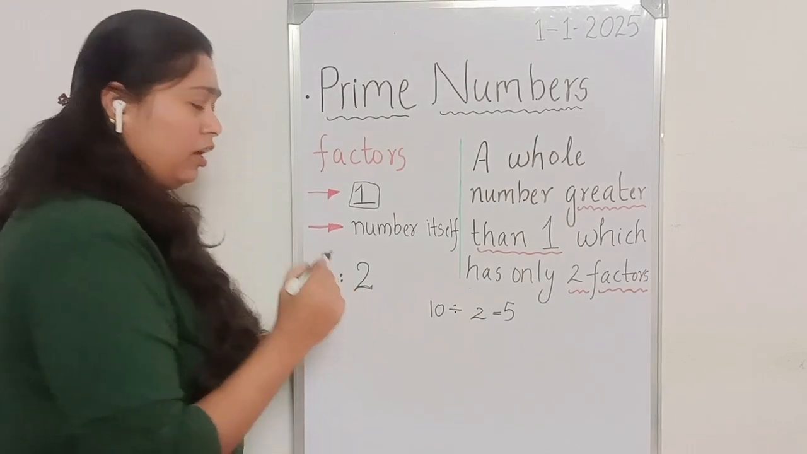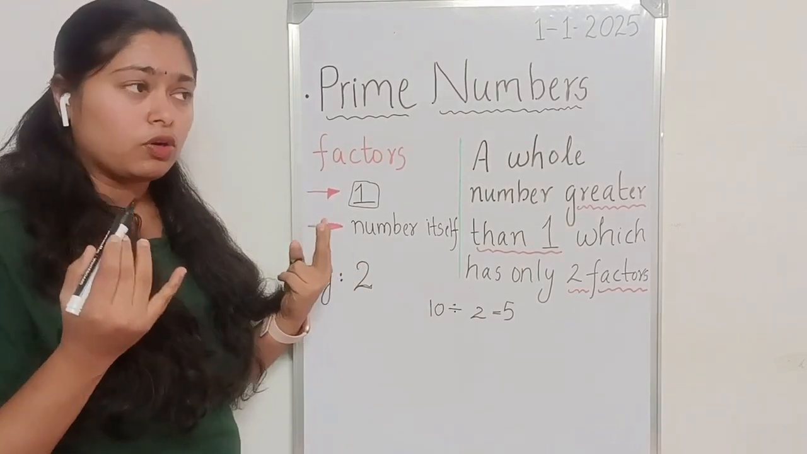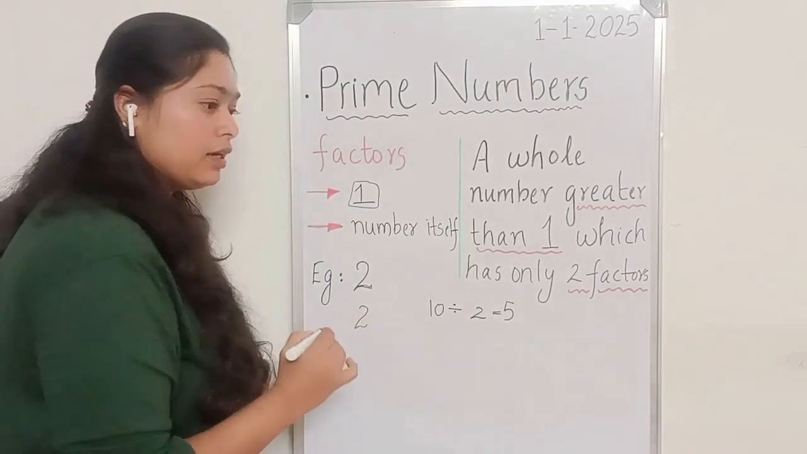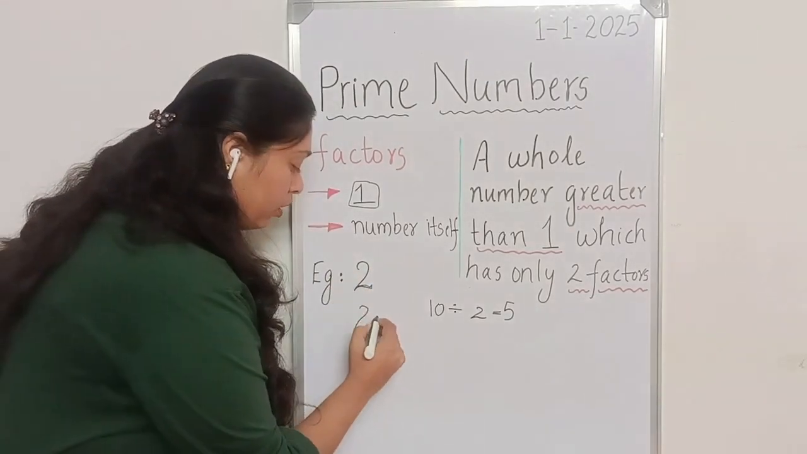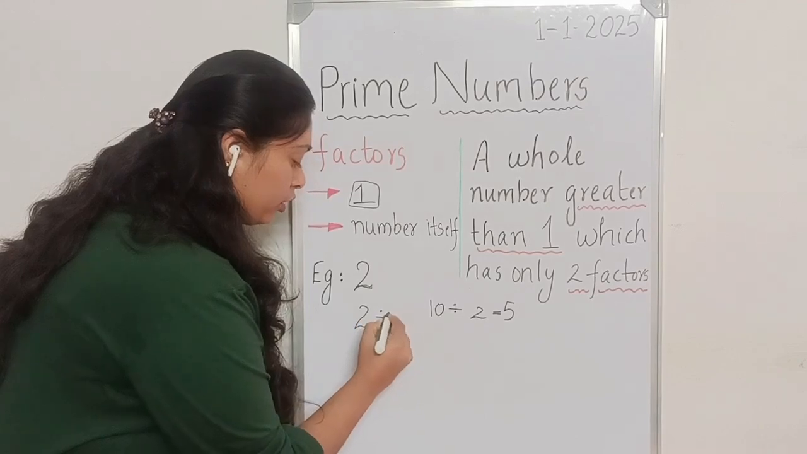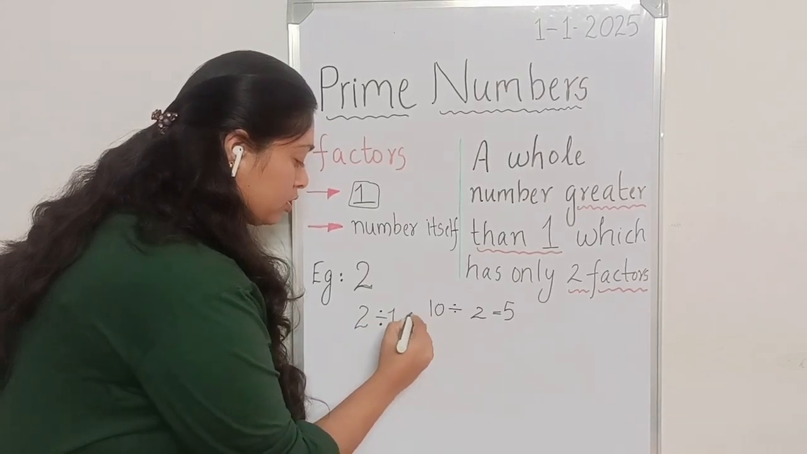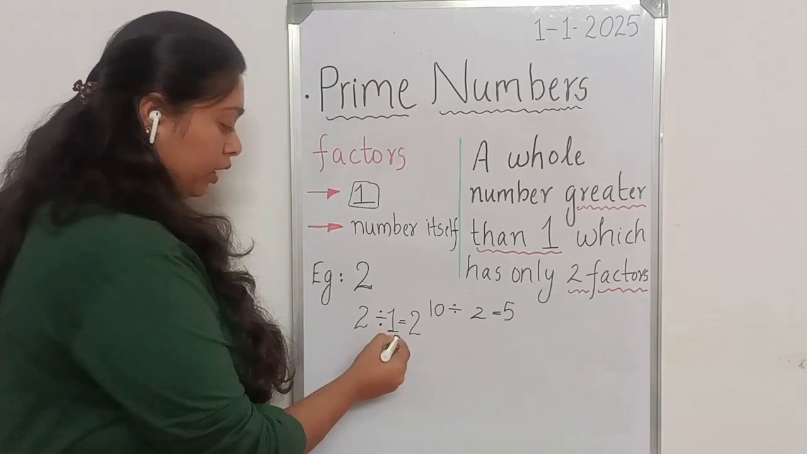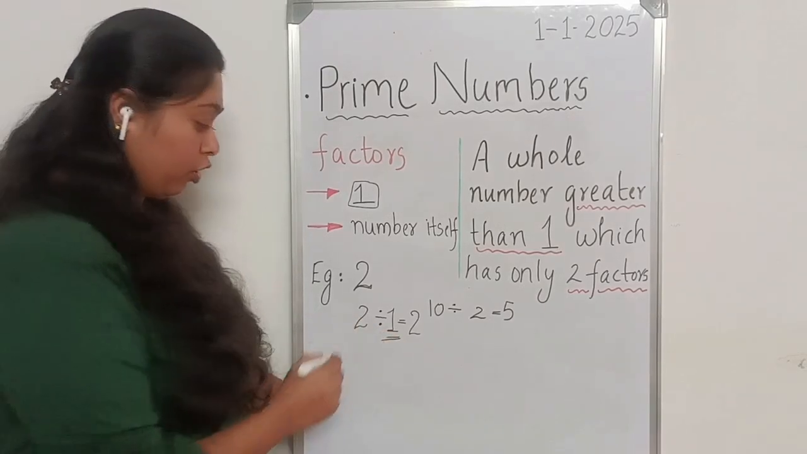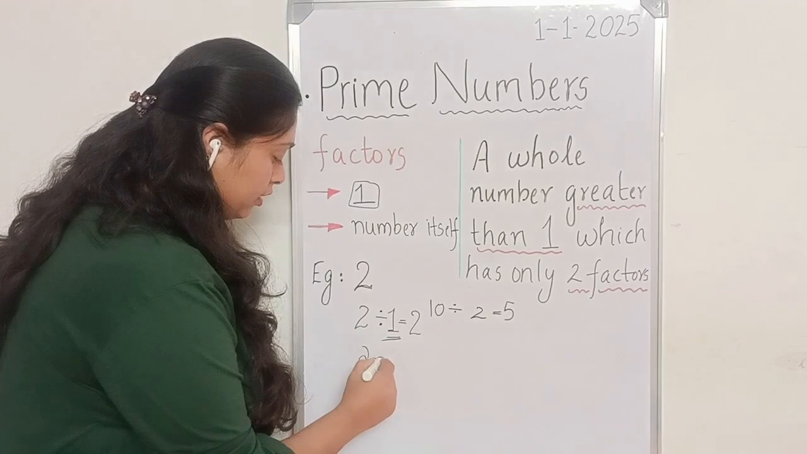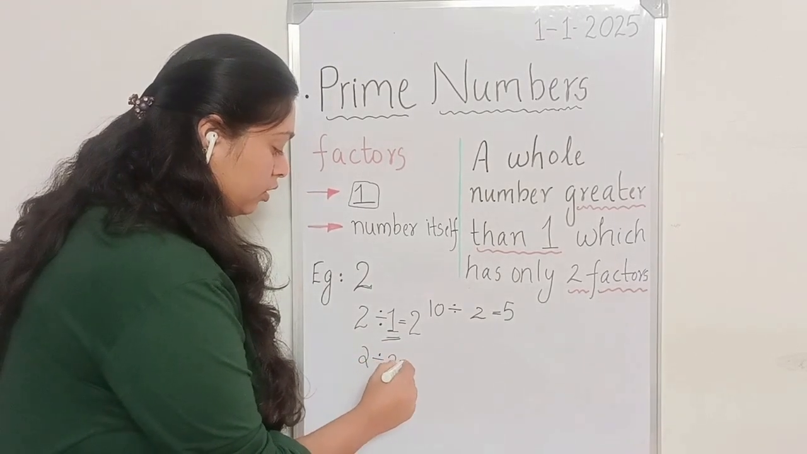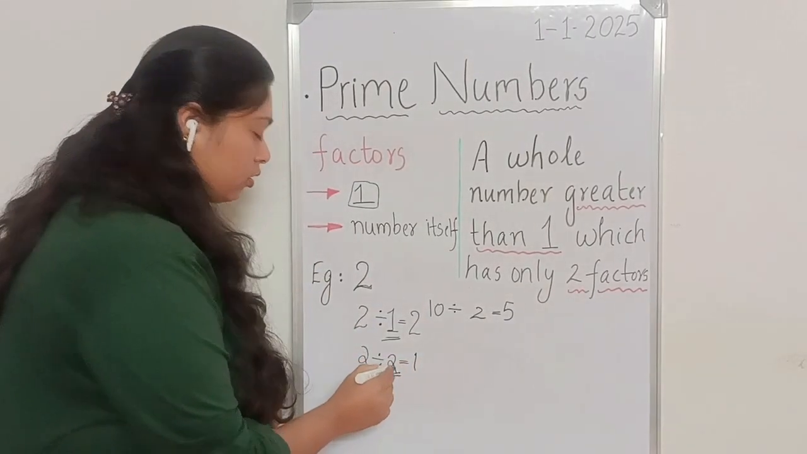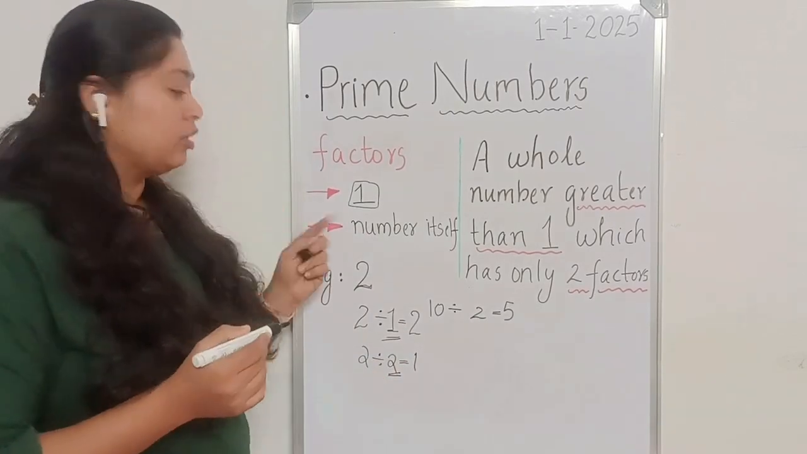Here, if you just refresh or remember your multiplication table, the number 2 can be divided by only two numbers properly. 2 divided by 1, which is 2 itself, with no remainder. So 1 is definitely a factor of 2. And 2 divided by 2 itself, which is 1, and again no remainder. So 2 is also definitely a factor of 2.